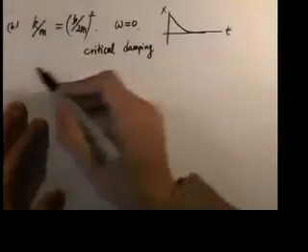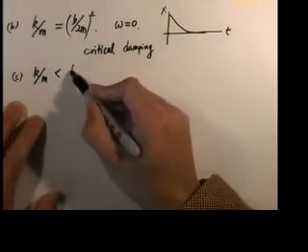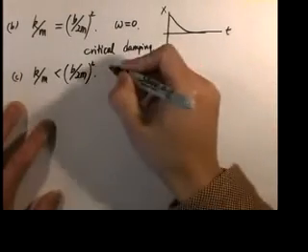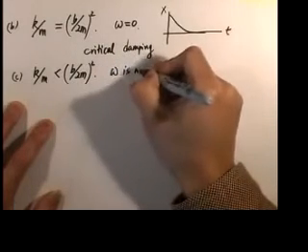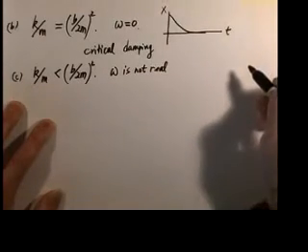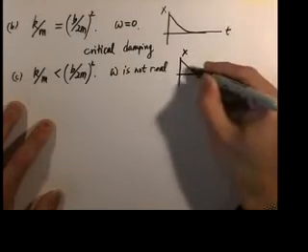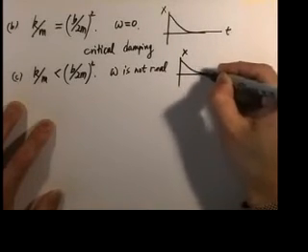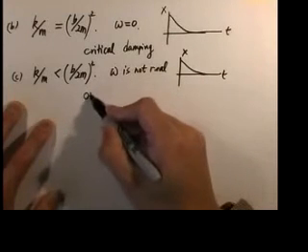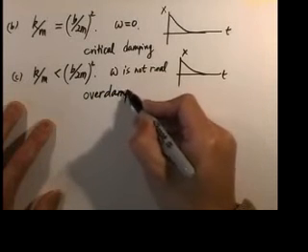Now third case. What if k over m is less than b over 2m squared? In this case, omega is not even real. There is no oscillation, and so what you have here is just x and t. It just goes down like this, monotonically. It does not oscillate at all. And what do we call that? We call it overdamping, versus underdamping, of course. Overdamping. There is too much damping going on that no oscillation can be sustained.